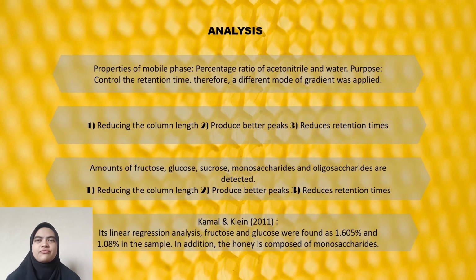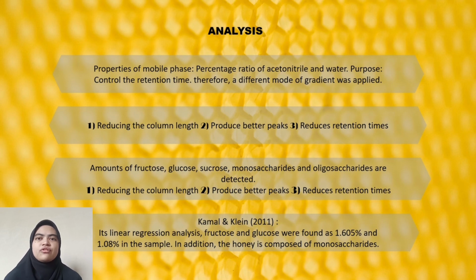For the HPLC analysis, in the case of this analysis, properties of the mobile phase such as the percentage ratio of acetonitrile and water have vital roles in controlling the retention time. Therefore, a different mode of gradient was applied to allow the strongly retained analyte to be eluted quickly, thus reducing the column length, producing better peaks and reducing the retention time.